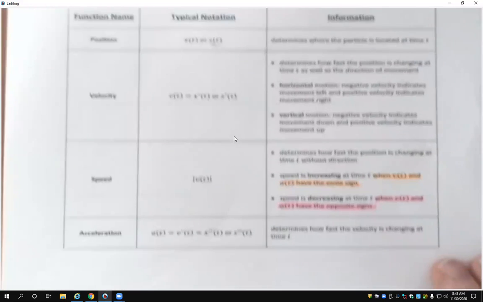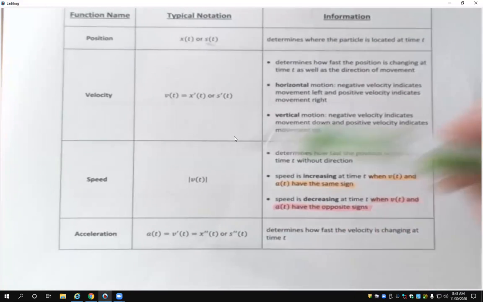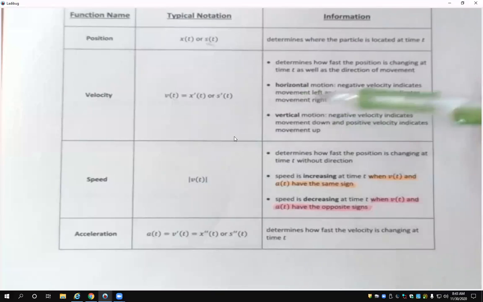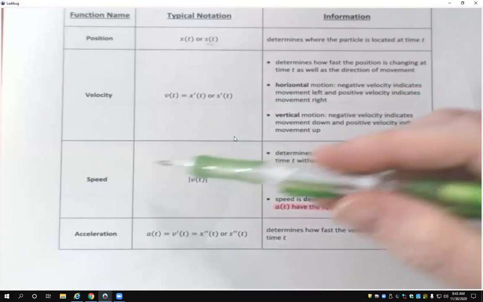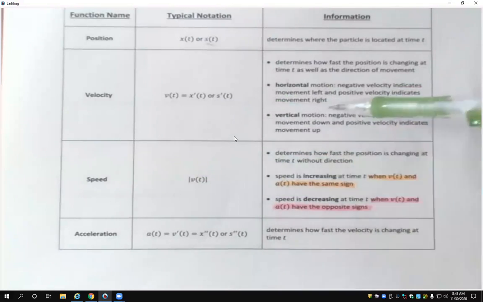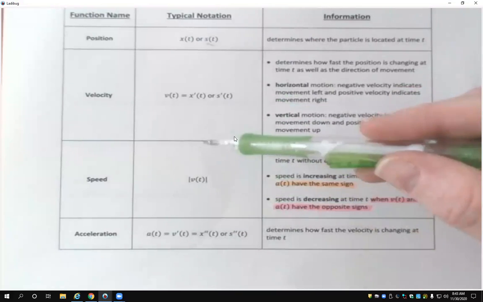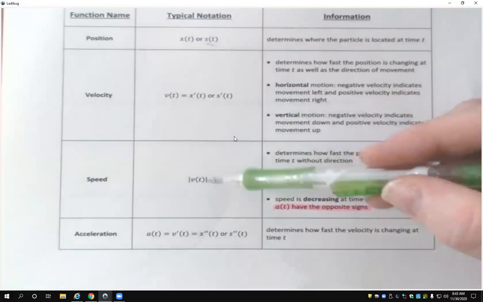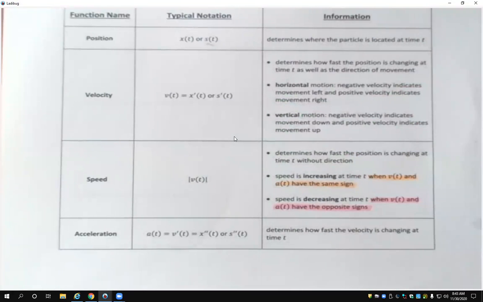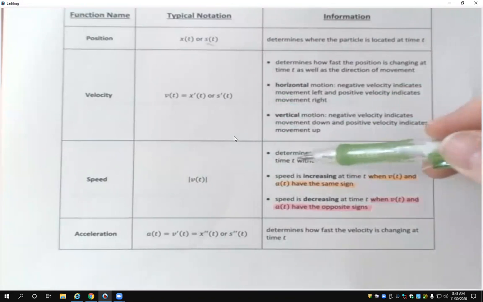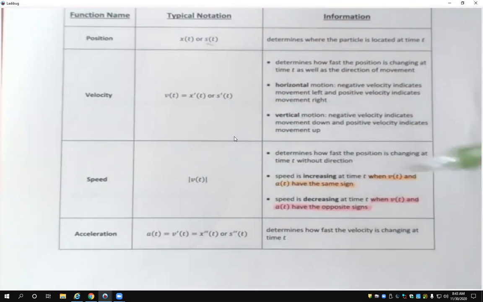Okay. The next one is speed. Speed, which is the absolute, oh, real quick, a unit for velocity would be something like miles per hour or feet per second. Okay. Speed, which also would have the same units as velocity, because speed is the absolute value of velocity. Velocity can be positive or negative. Speed can only be positive. Okay. It determines how fast the position is changing at time t without direction.